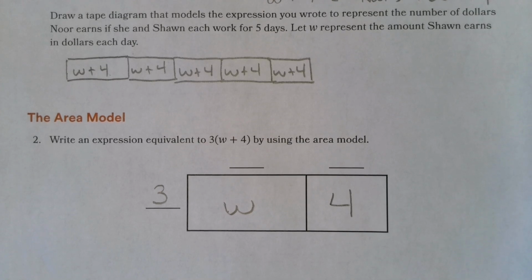Okay. The distributive property refers to multiplying times a sum or a difference. In this case, we're multiplying with a sum. Okay. So 3 times the sum of W and 4.